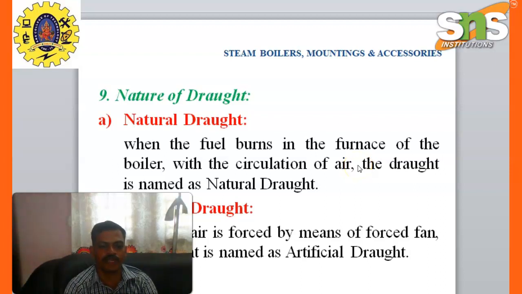Classification of boiler. The sixth one is based on natural draft. Natural draft: when the fuel burns in the furnace of the boiler with a circulation of air draft, it is named natural draft. Artificial draft: when the air is forced by means of a forced fan, the draft is named artificial draft.